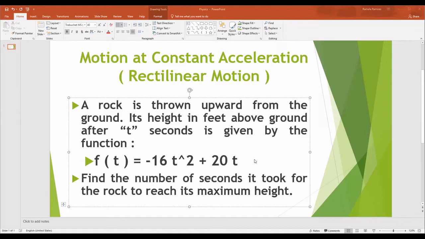So again, a rock is thrown upward from the ground. Its height above ground after t seconds in feet is given by the function negative 16t squared plus 20t. We are going to find the number of seconds it took for the rock to reach its maximum height. Meaning, we are going to determine the time it would take for the rock to reach the maximum height.